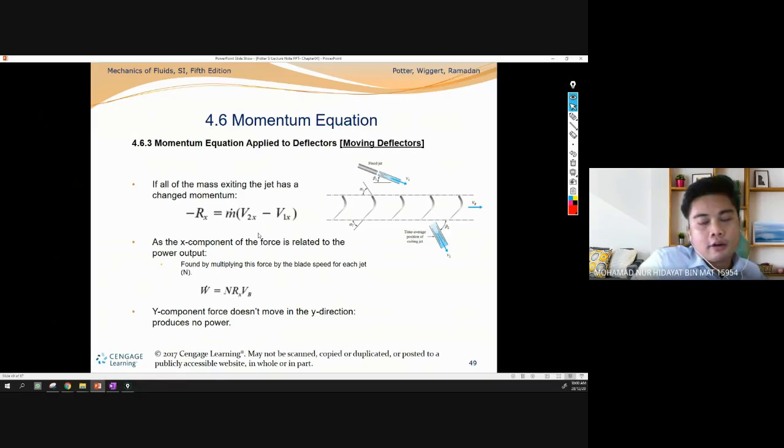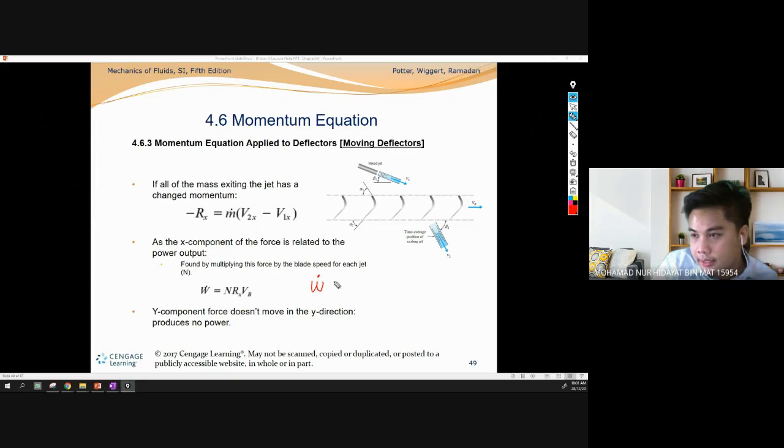Only the x component of force is related to the power output because the vane is moving only in the x direction, not the y direction. There is no motion of the vane in the vertical direction. It always moves in the horizontal or tangential direction. So that's why they consider the output power W dot equal to F times V.